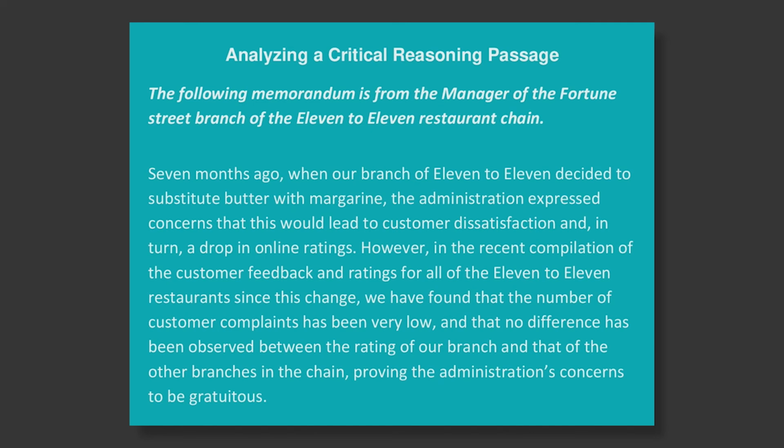Now, I would really encourage you to stop before you just keep reading and go with the flow of the passage. Stop and ask yourself why something is happening in a passage, right? Why are they looking at ratings for all of the 11 to 11 restaurants since the change, not just the one Fortune Street branch? Well, we know that they expected the ratings to go down because of the substitution, right?